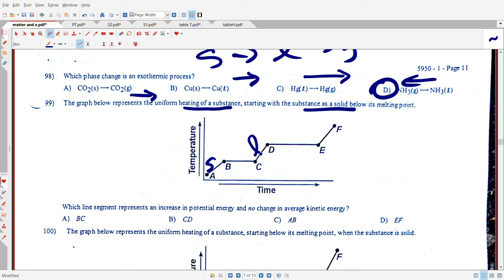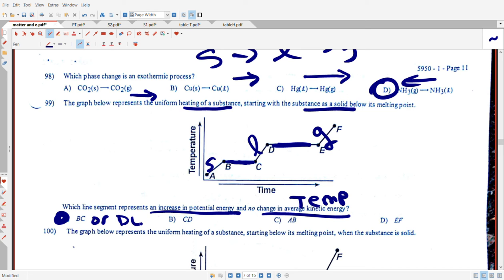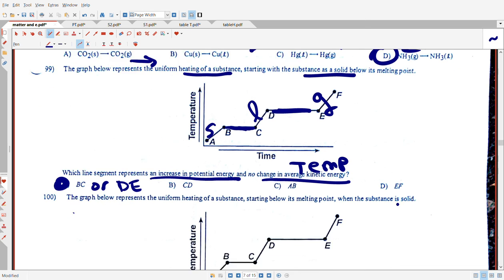So I'm going to label solid, liquid, gas. Which line segment represents an increase in potential energy, but no change in temperature? Because average kinetic energy means temperature. When there's no change in temperature, it's a flat line. So you're looking for B, C, or DE. And DE is not a choice.